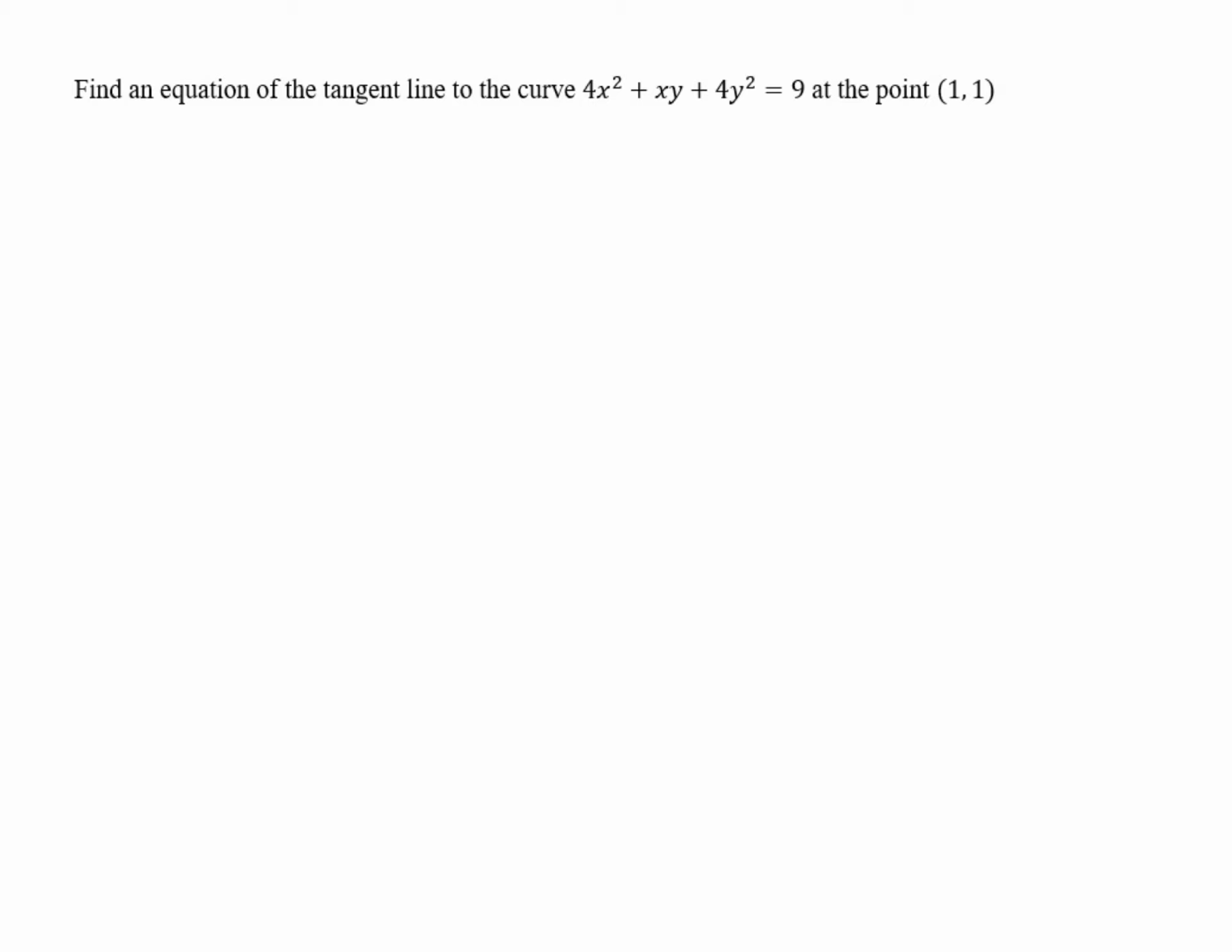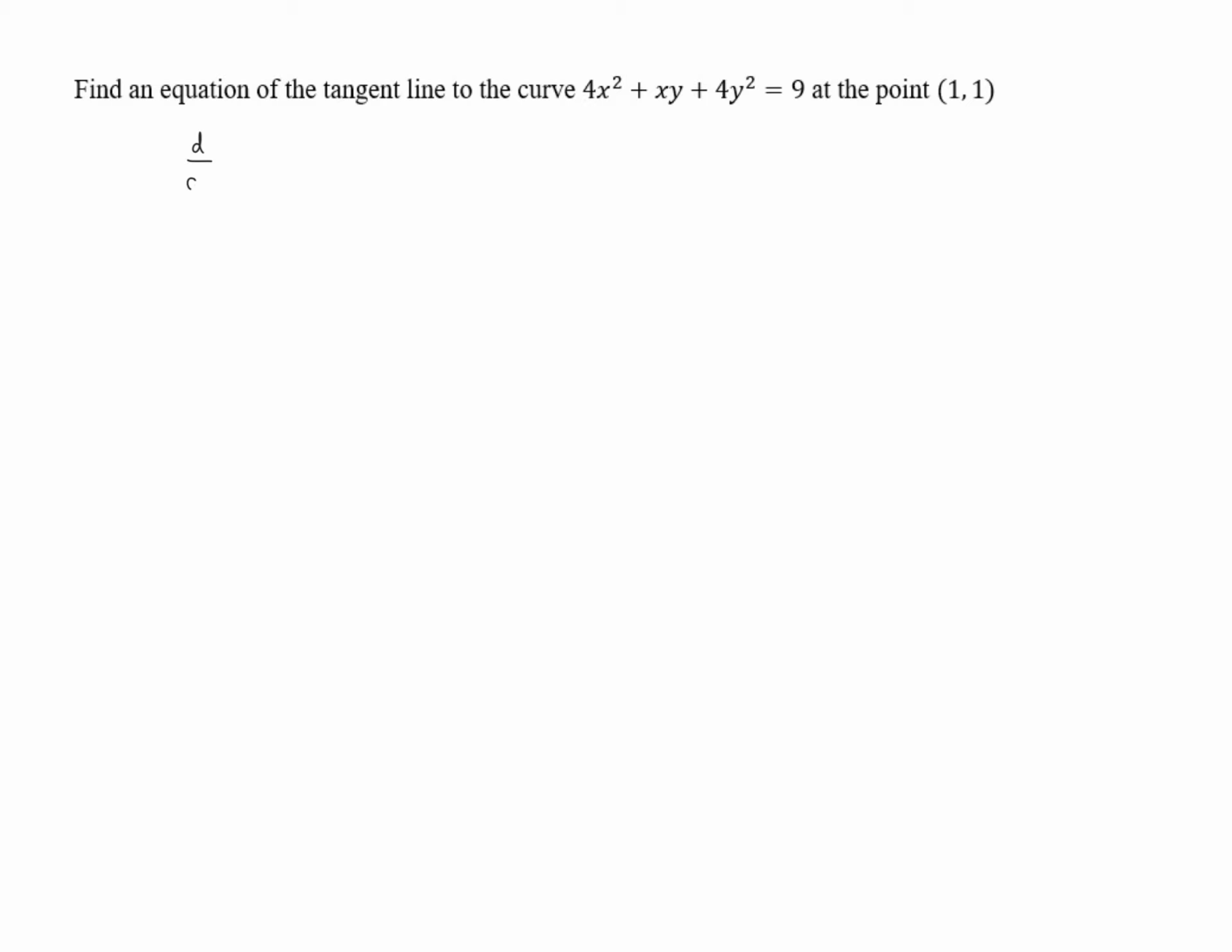Find an equation of the tangent line to the curve 4x squared plus xy plus 4y squared equals 9 at the point (1, 1). Again, for the equation of the tangent line, we're going to need to know the slope of the tangent line. To figure that out, we're going to need the derivative. And to figure out the derivative, we're going to need implicit differentiation.